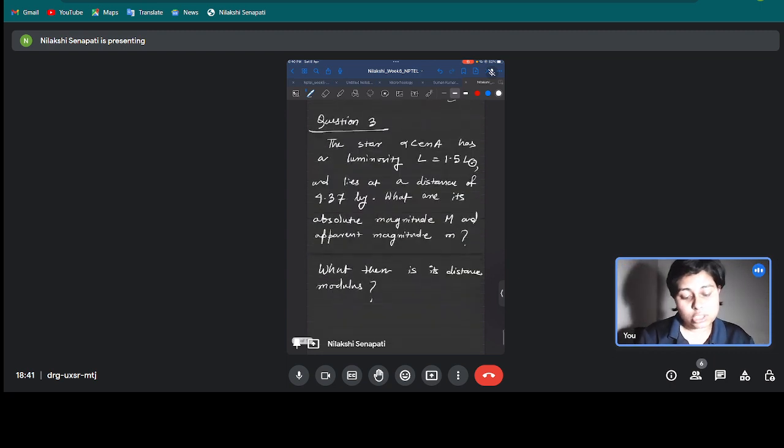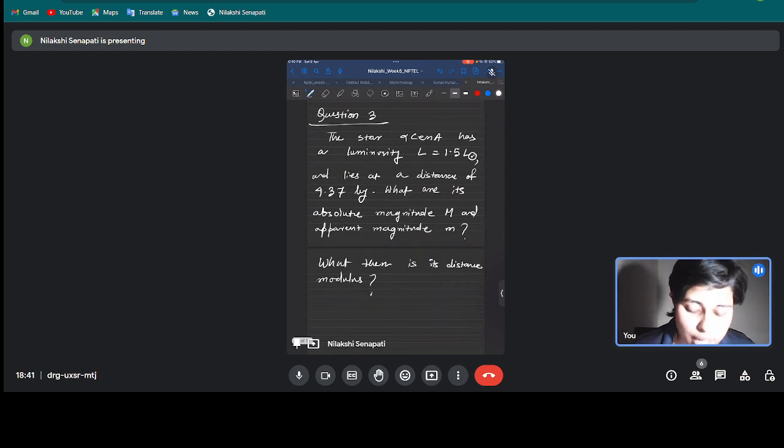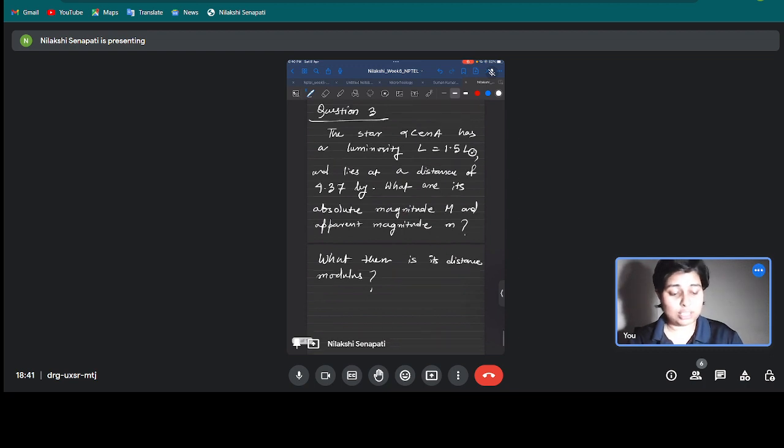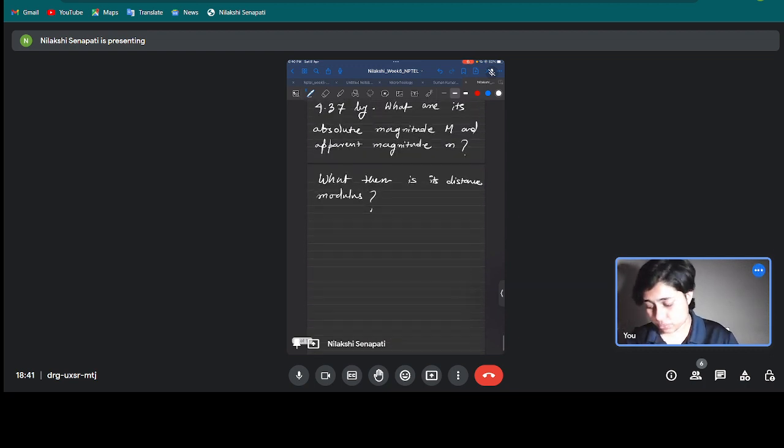So this is the question. The star Alpha Centauri A has a luminosity L equal to 1.5 solar luminosity, and lies at a distance of 4.37 light years. What are its absolute magnitude capital M and apparent magnitude small m? And if so, what then is its distance modulus?